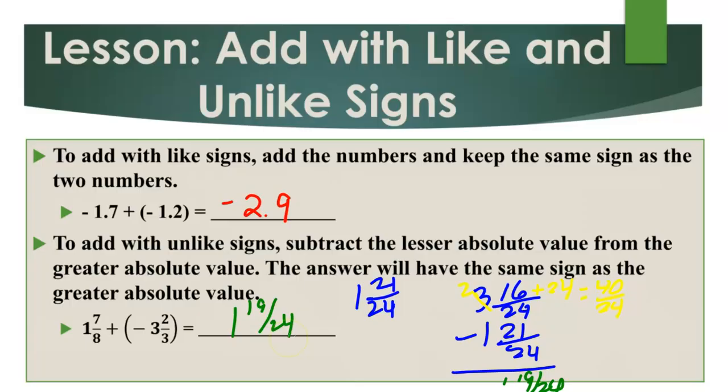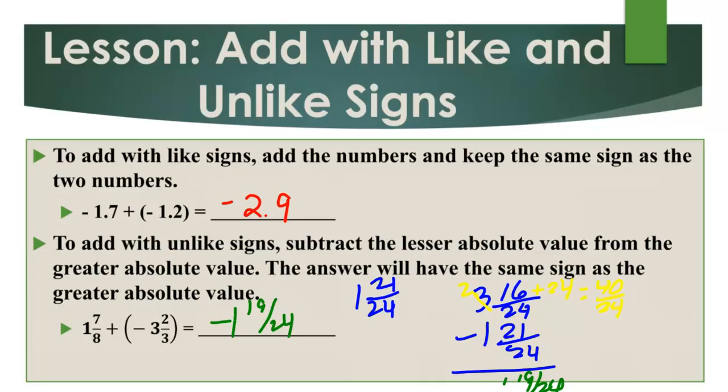But because the signs are different, I compare the two numbers. And so this is what I do. I look at 3 and 2/3 and 1 and 7/8. Well, I know 3 and 2/3 is bigger. So that one, I'm going to use the sign for that one. Since the sign was negative, my answer is going to be negative.